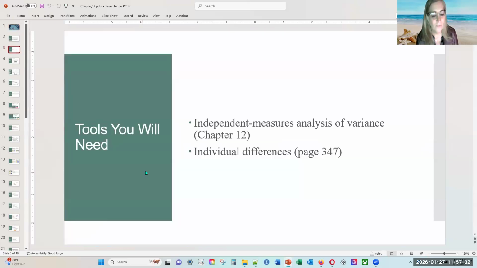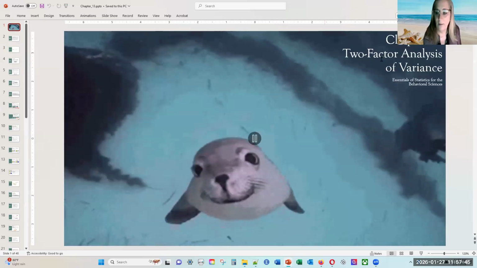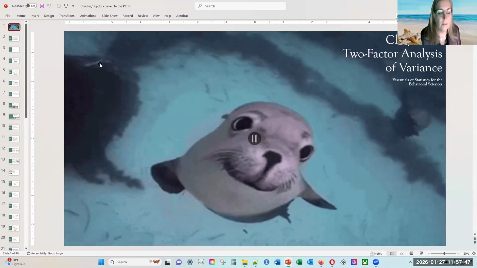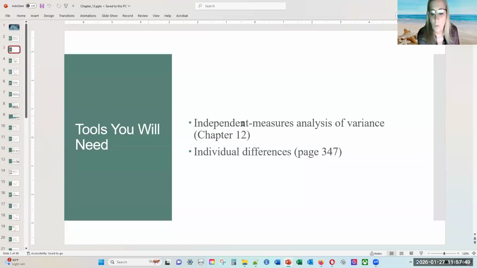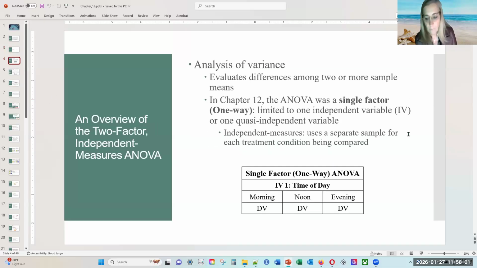All right. So for this chapter, you should have a very clear understanding of what we learned in the last chapter for analysis of variance, of course, because as the name would suggest, two-factor analysis of variance, we are building very much so upon the last chapter and what we learned in there. And also, we should understand what individual differences mean from page 347 in your book.